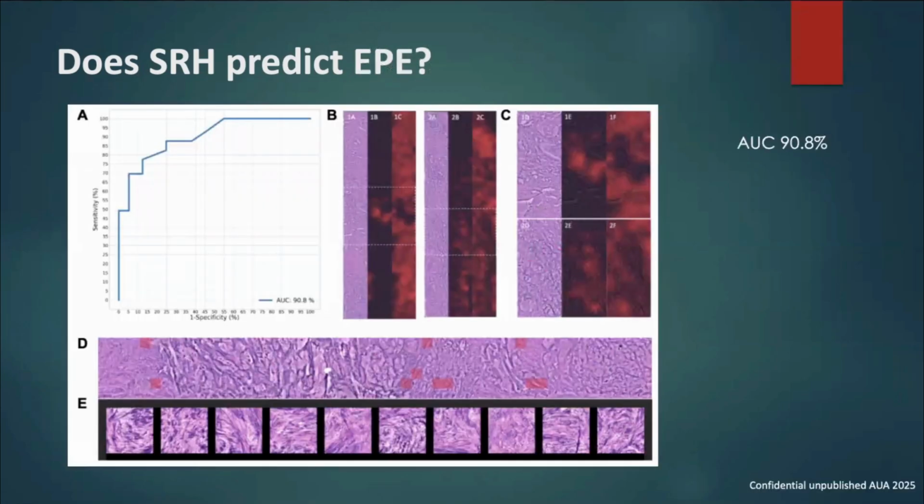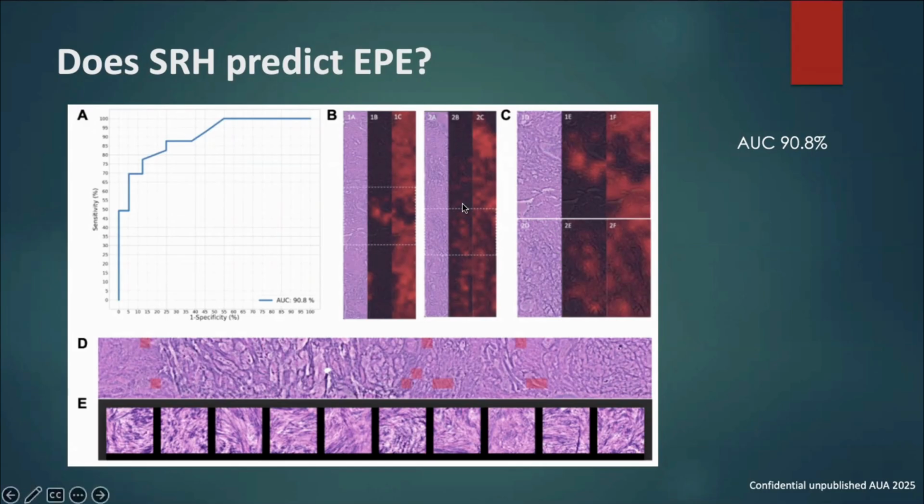So this is a figure of unpublished data. It examines whether Raman and AI can help predict EPE in prostate cancer biopsies. You can see the receiver operating characteristics curve in panel A shows a high degree of accuracy with an area under the curve of 0.9 for EPE prediction in prostate biopsies. The Raman images and corresponding AI attention overlays for prediction are shown there.